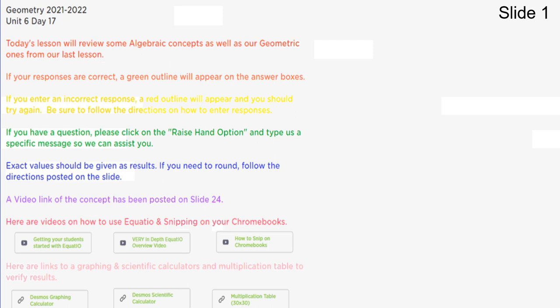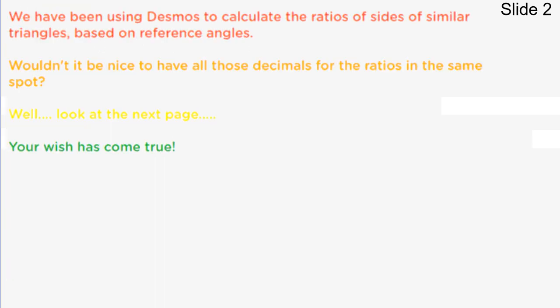So in our previous lessons, we've been working with right triangles and the idea of similar right triangles to be able to find missing sides and angles based on proportions that we can write. And so we've been using those sliders to find those decimal ratios to help do that. Now, wouldn't it be nice to have them all in the same spot instead of having to use 3 different sliders? Well, there is a combination of all of those things.